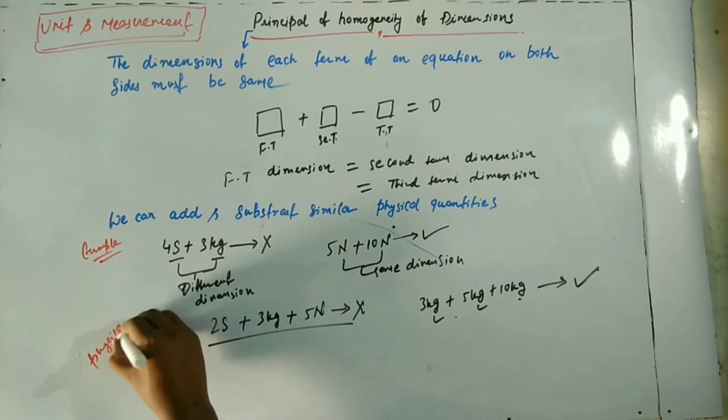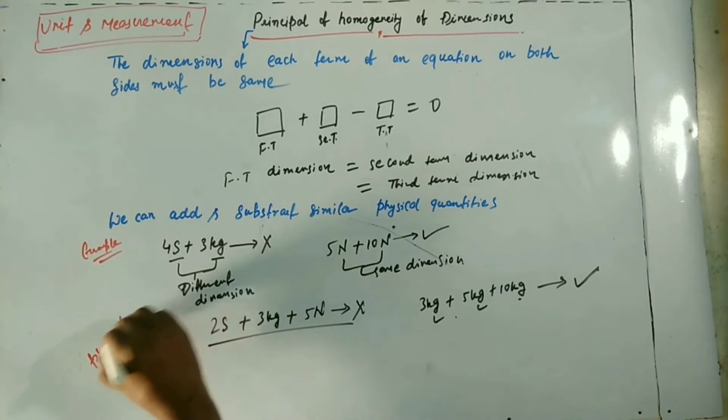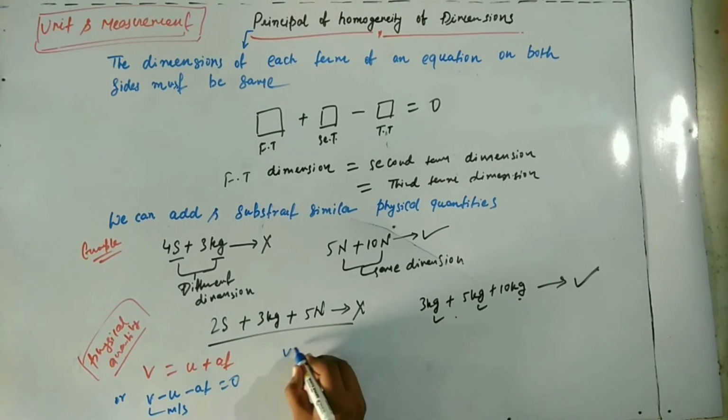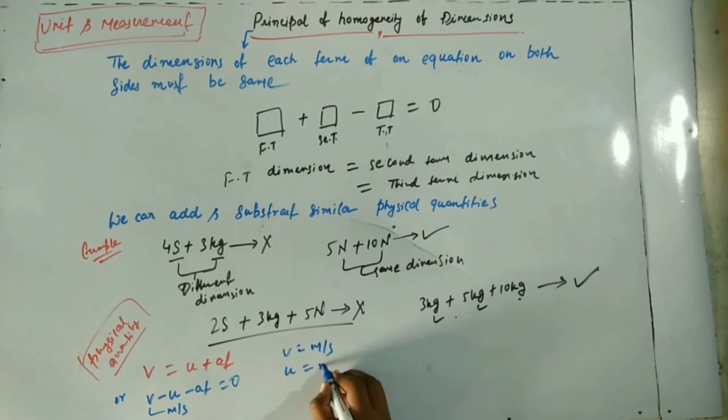For example, take a physical equation v equals u plus at, where v equals final velocity, u equals initial velocity, a equals acceleration and t equals time. We can write it in another way: v minus u minus at equals 0. For final velocity v, the SI unit is meter per second. For u, the SI unit is meter per second.